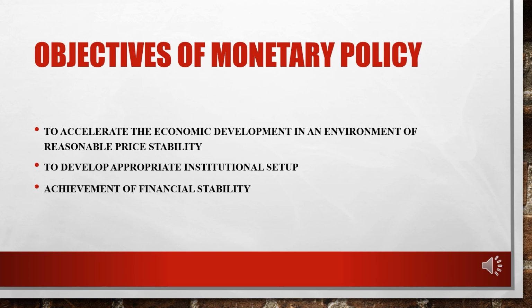Because if you see, we always have two objectives. One is price stability and the other is an increase in the growth rate. But particularly in the country's context, we call it GDP, that is the growth rate. But price stability and the GDP growth rate basically do not go together.